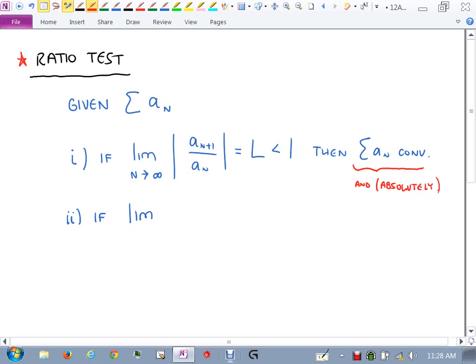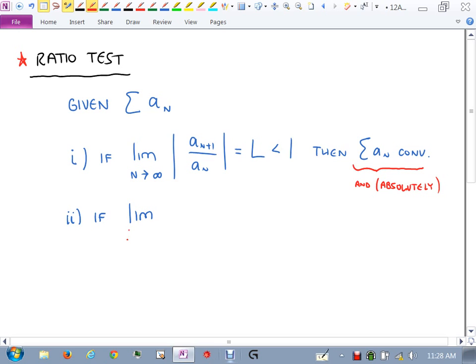This is a pretty strong condition, I guess, because we're saying if that ratio is a finite number less than 1, then not only is this series convergent, it's absolutely convergent. Remember, absolute convergence implies convergence, right? If it's absolutely convergent, that means it had to be convergent. So this is very strong, it gives us both conditions.